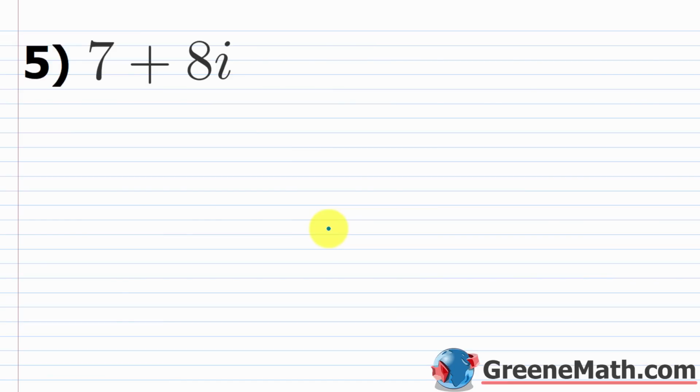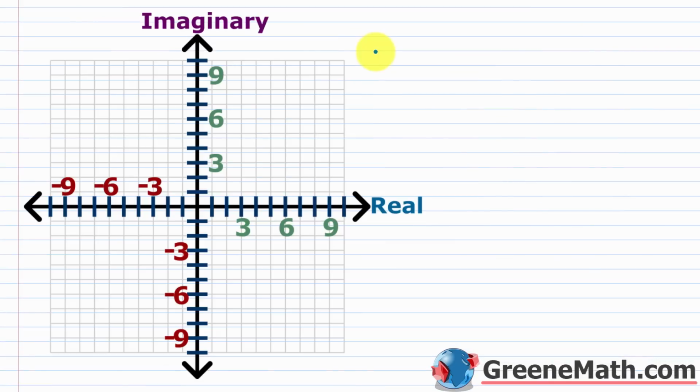All right, let's take a look at problem 5. So here we have 7 plus 8i. So let's write 7 plus 8i. And again, this is a plus bi here. So a, the real part, is 7, and b, the imaginary part, is 8. So it's just like I'm trying to plot 7, 8 on my regular coordinate plane.